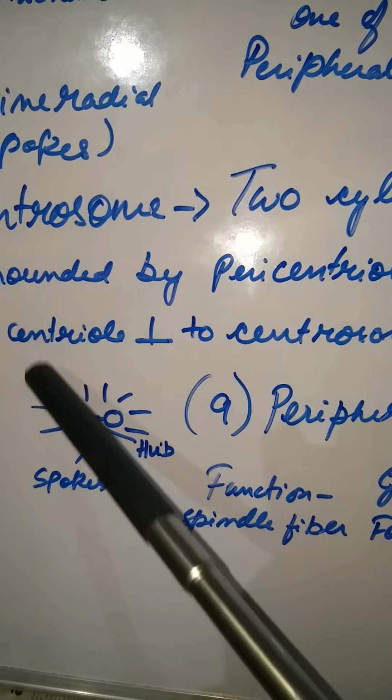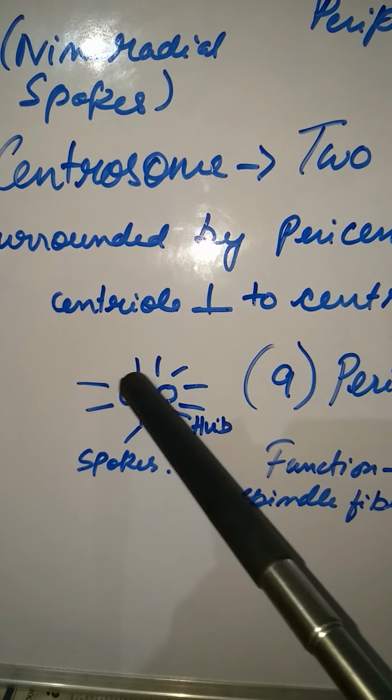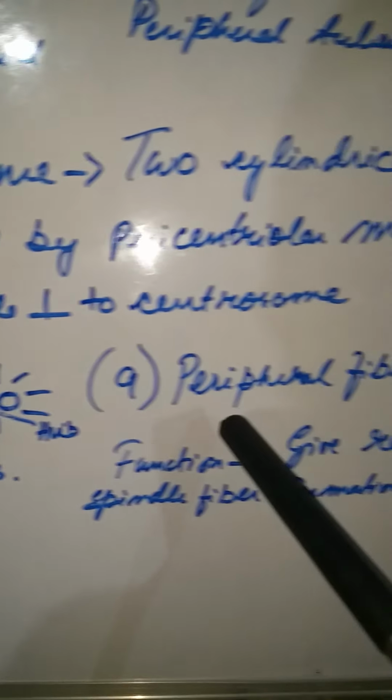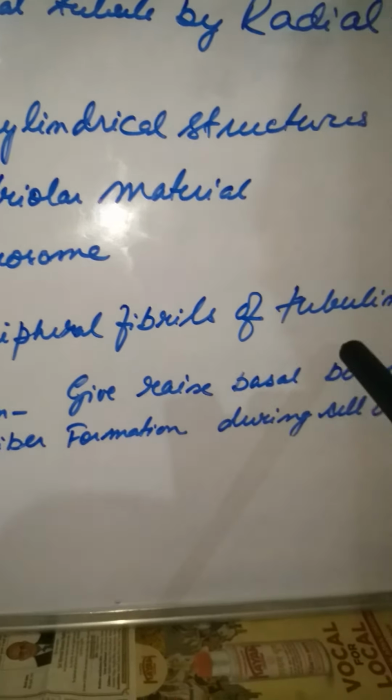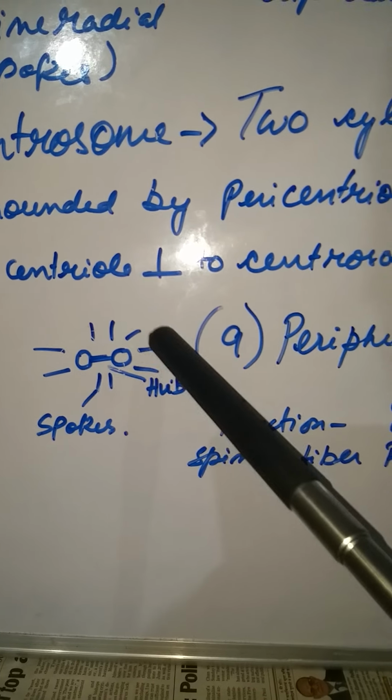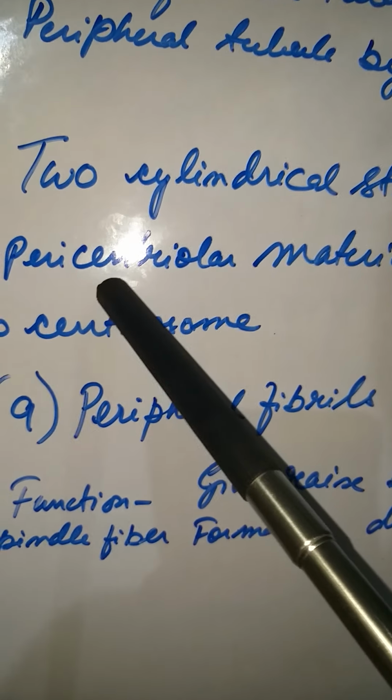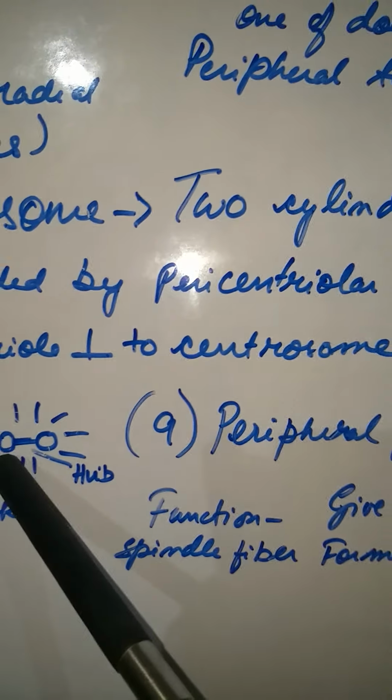And you know these radial structures, this is known as a centriole. These are made up of 9 peripheral tubules in protein. So these are 9, like you see, they are spokes. The central part is known as the hub, and the peripheral part, what you see, is the pericentriolar material, which means surrounding the centriole. And this is the centrosome and this is the centriole.